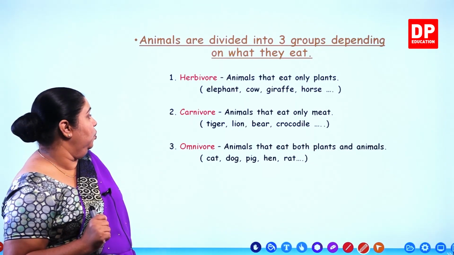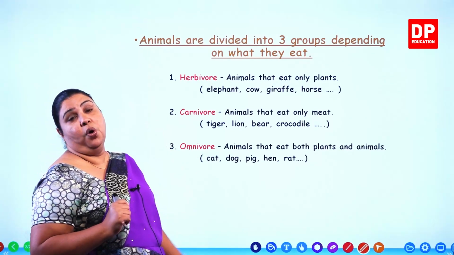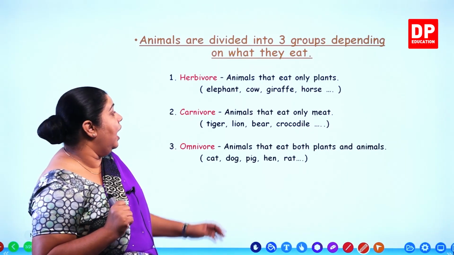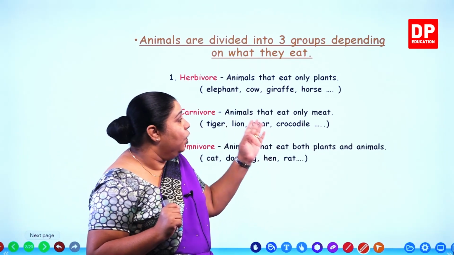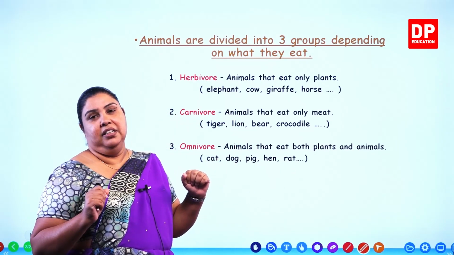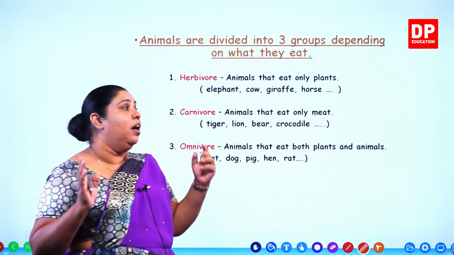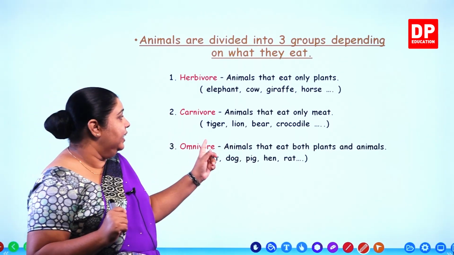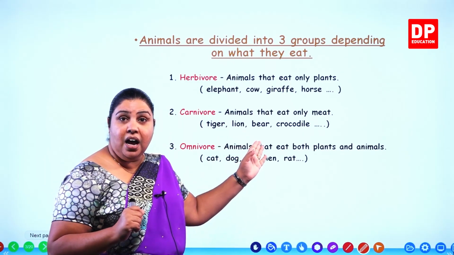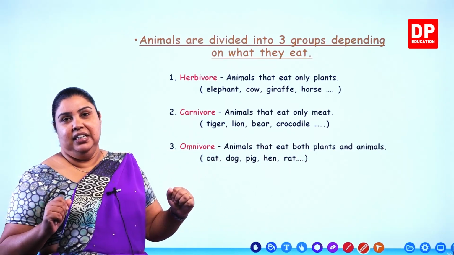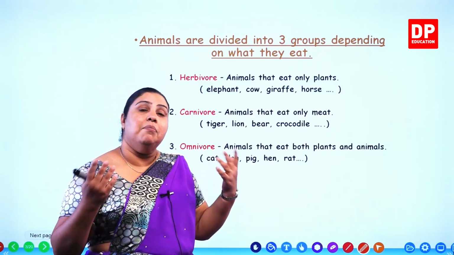Then number 2, carnivore. We say carnivorous. Carnivorous are the animals that eat only meat. Now, who are they? Tiger, lion, bear, crocodile. They eat only meat, the flesh of some other animal.